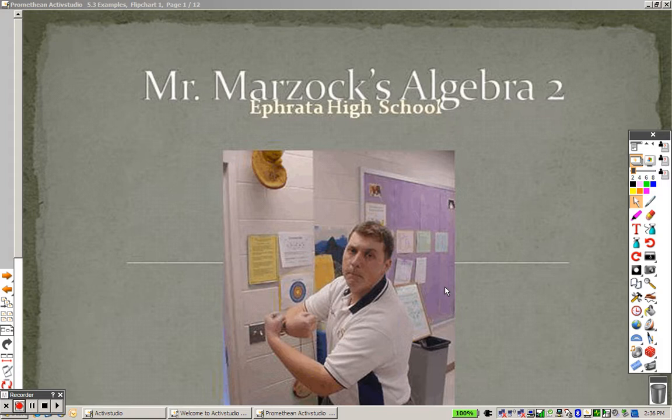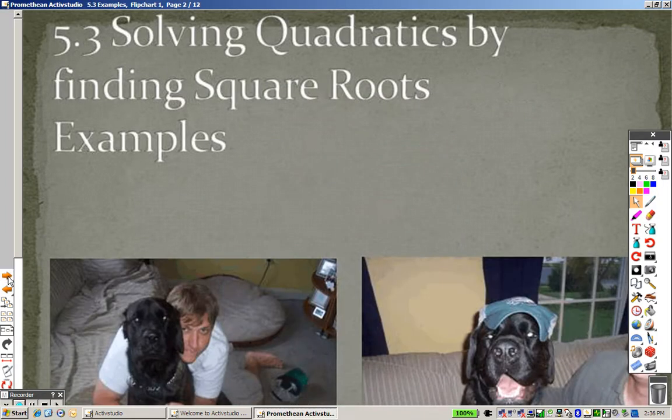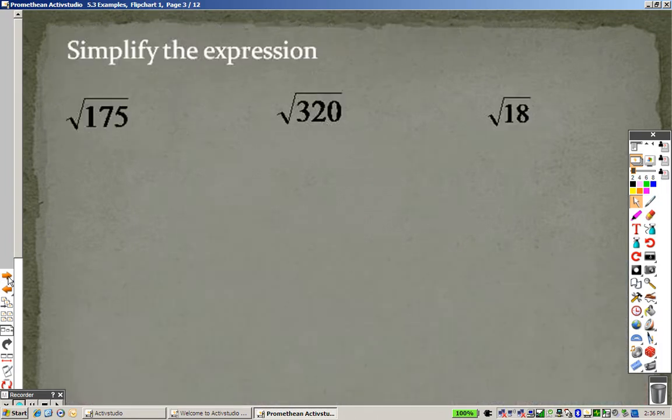We are on 5.3. I'm going to give you some examples with roots, finding the square roots and using those square roots to solve quadratics. Before we really get started here, basically this is what I want you to do. I want you to make a little checklist here, and these are common square roots to remember.